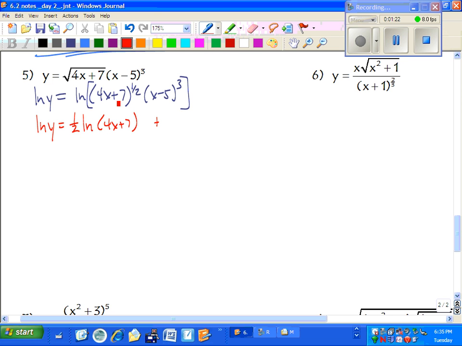So for this first one, the 1/2 can be brought out in front. The second one, we have natural log of x minus 5 cubed, but we can bring that 3 out in front. So now we've rewritten this so that we don't have any of those exponents anymore. We split up the multiplication, and now we can go ahead and take the derivative of both sides.